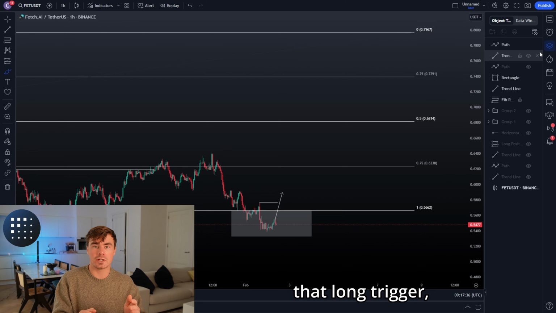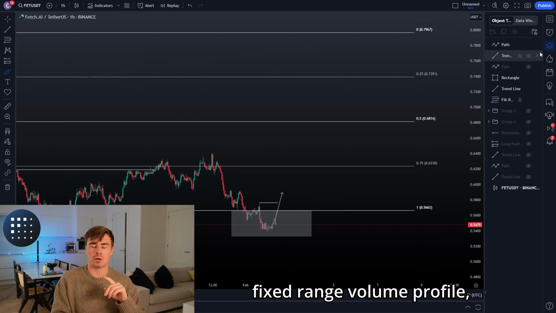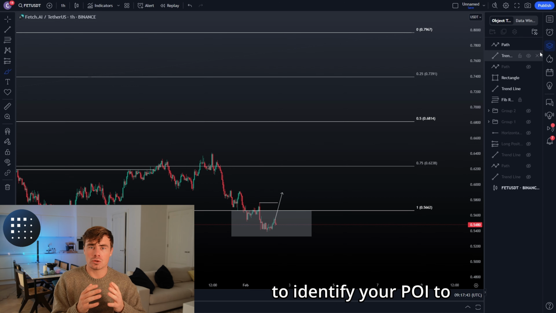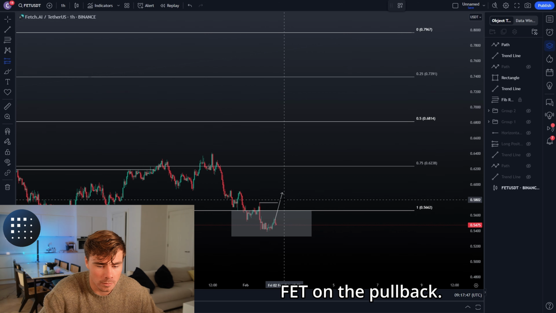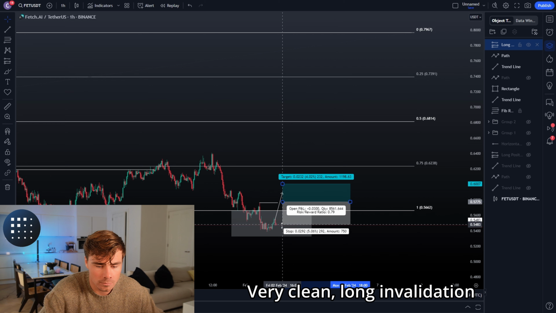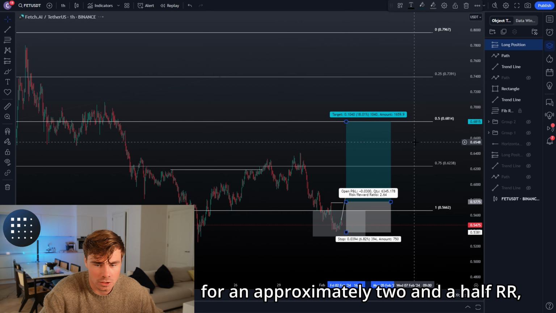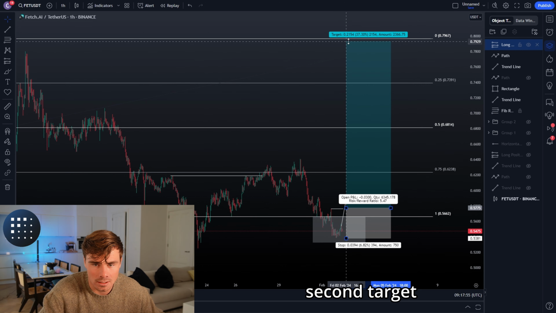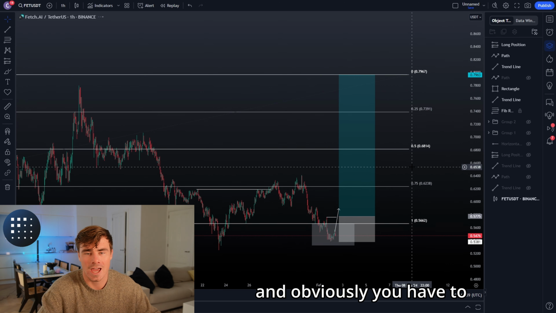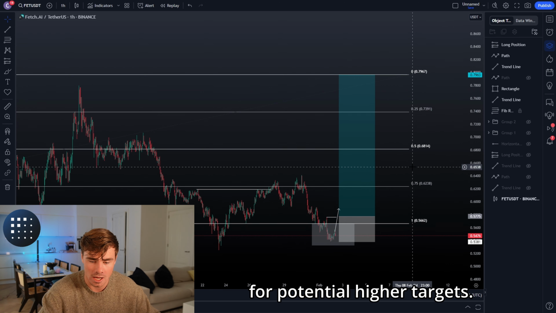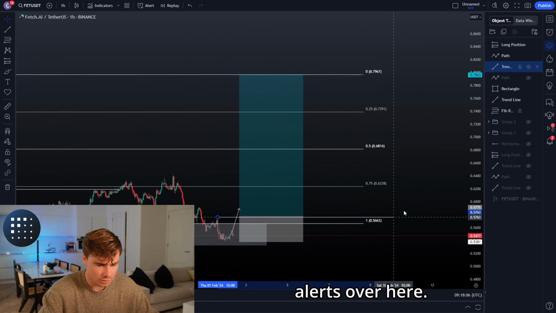Once you get that long trigger, then you can use tools like Fibonacci retracement, fixed range volume profile, EMAs and stuff like that to identify your POI to potentially long on a pullback. Very clean long, invalidation below the local low, first target being the mid-range for an approximately 2.5 RR, second target being the range high for an approximately 5.5 RR, and obviously you have to keep a runner for potential higher targets. All that we need to do right now is to set our alerts over here.